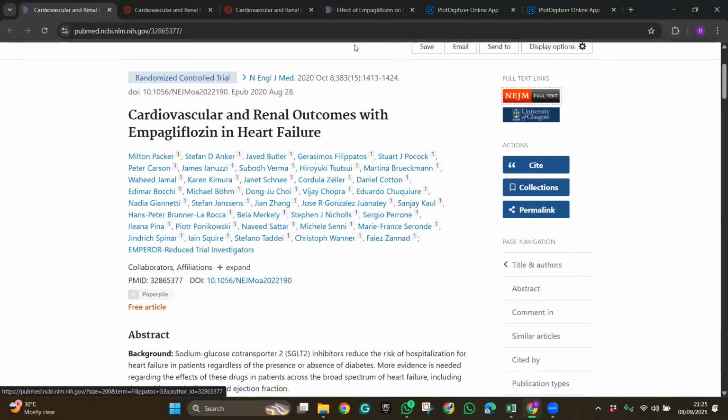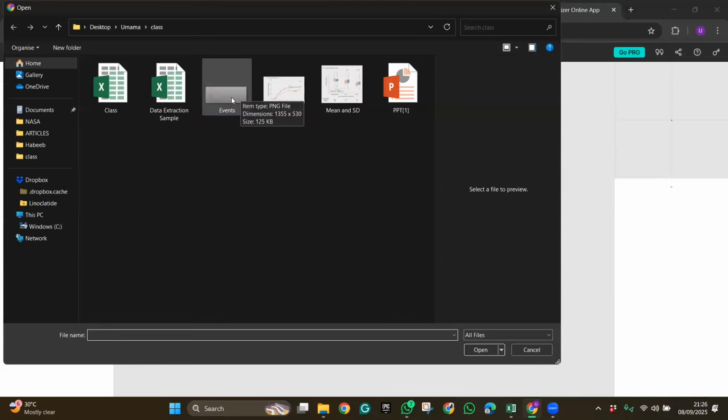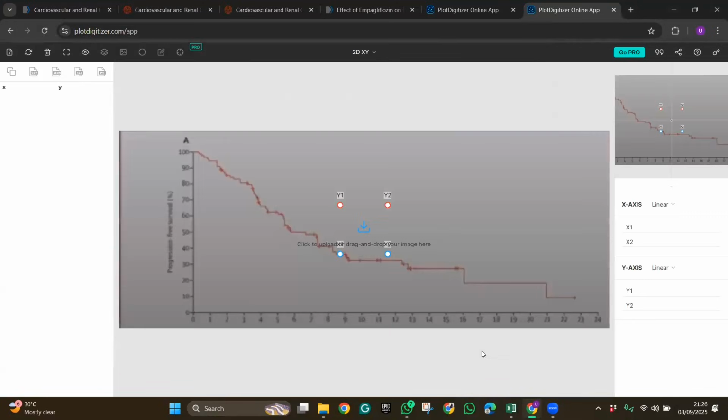After saving it, go to Plot Digitizer. You see this arrow here? Click on it, then select the screenshot which you took. Select the graph and upload it here. Can you guys see all this? Are you guys following me till here? Okay, moving on. You guys see these 4 dots? X1, X2, Y2, and Y1. Let's just revise: X1, X2, Y1, and Y2, right?